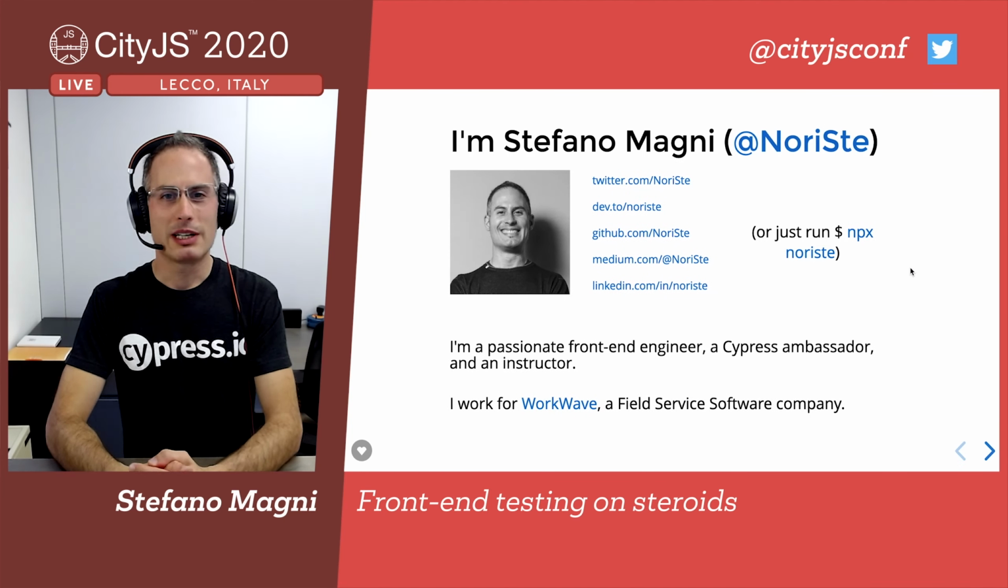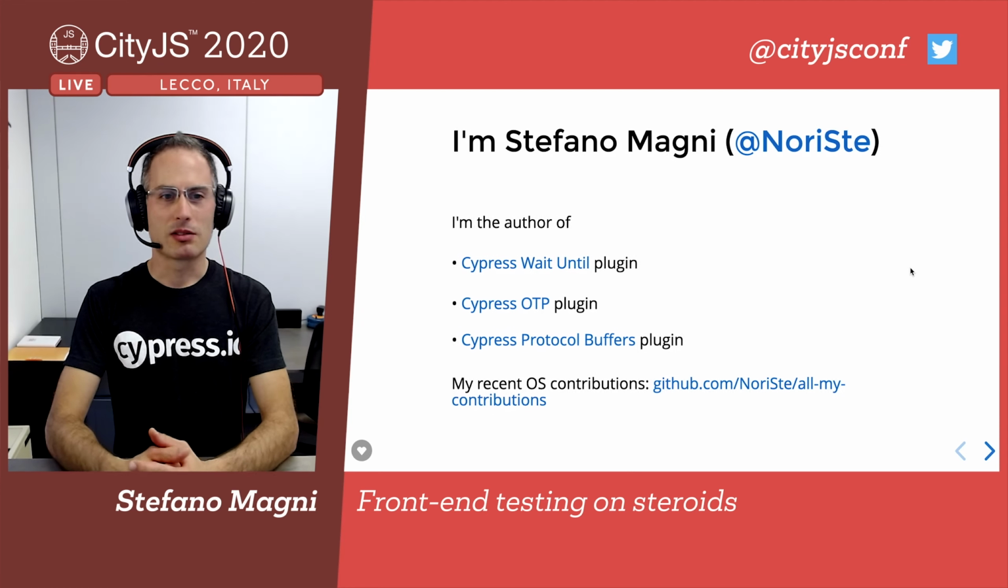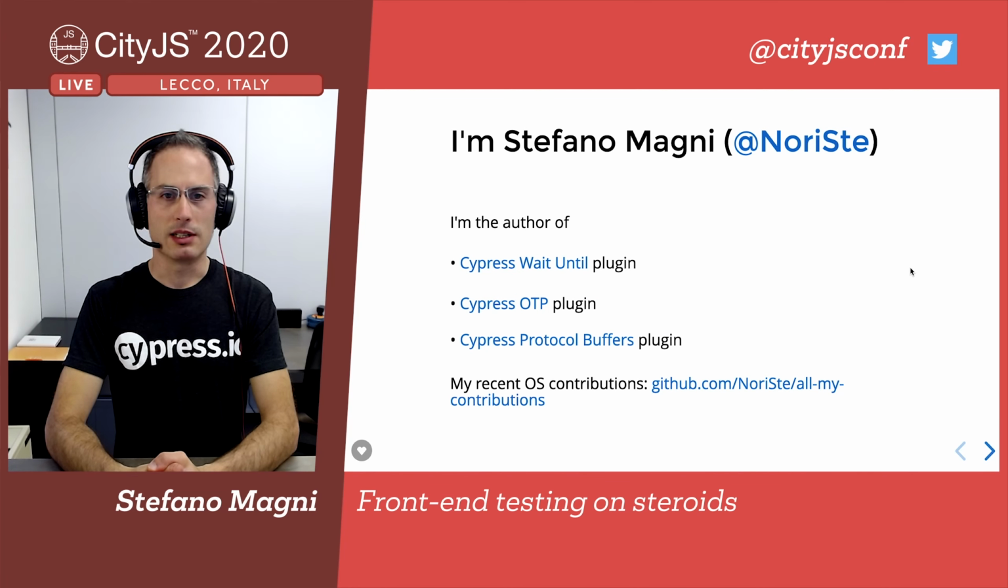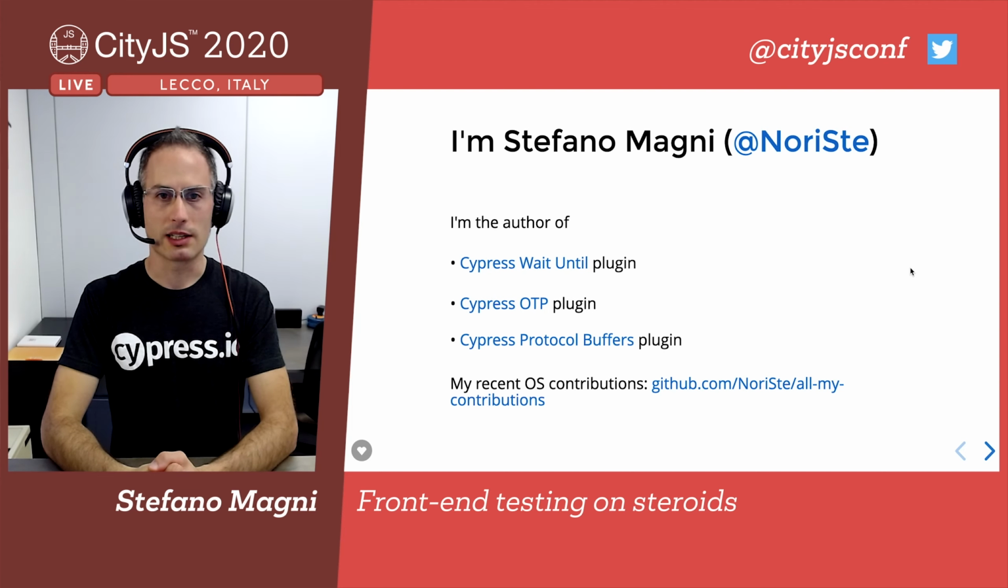So I'm Stefano Magni. I'm an Italian front-end engineer. I currently work for Workwave and I work remotely on a big code base entirely written with React and TypeScript. I'm the author of some plugins for Cypress. The most important one is Cypress Wait Until that gets almost 300,000 downloads a month. And you can find all my recent contributions on GitHub.